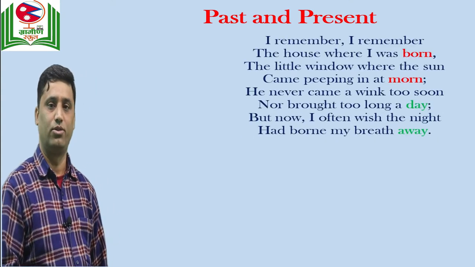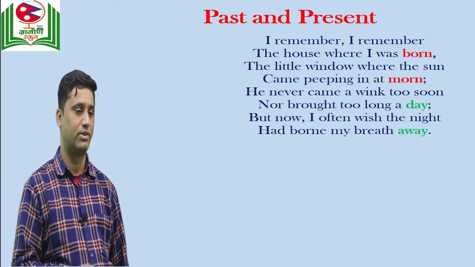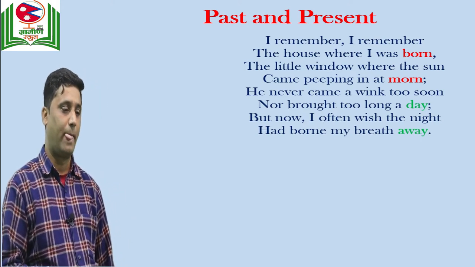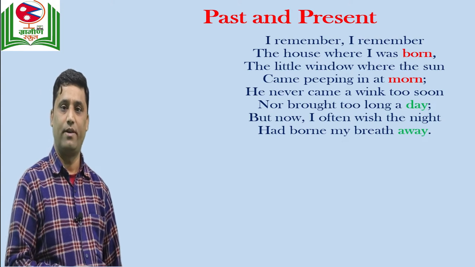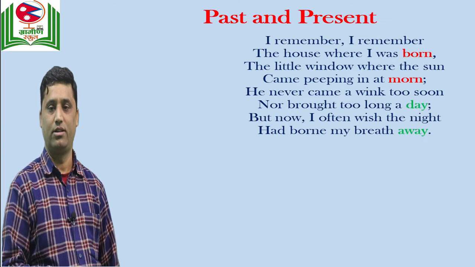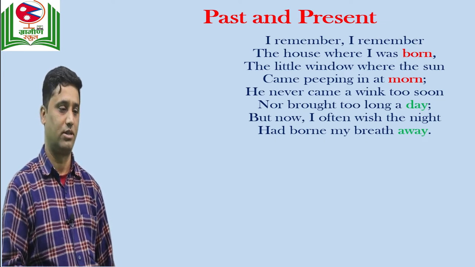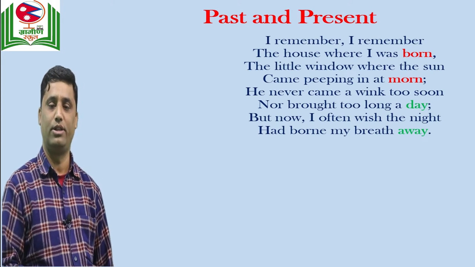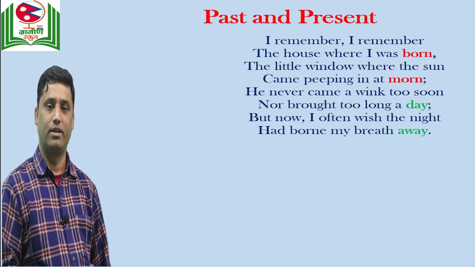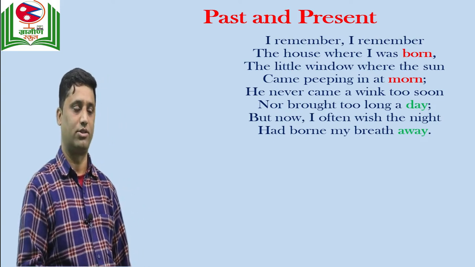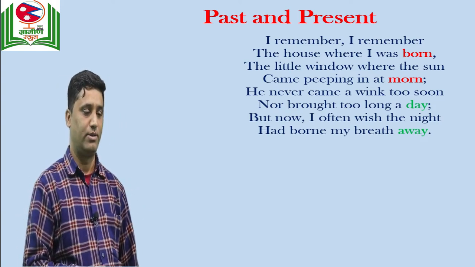Now let's go to the lines of the poem. There are 8 lines in each stanza, you can see, and every second and fourth and every 6th and 8th words are rhyming with each other. In red color you can see born and morn. These 2 words are rhyming, and day and away, these 2 words are also rhyming. So let me read the poem.